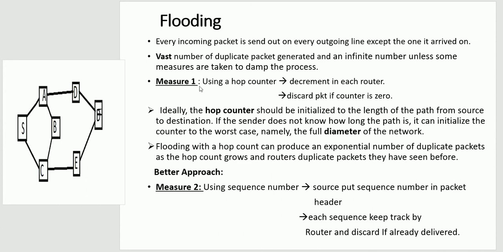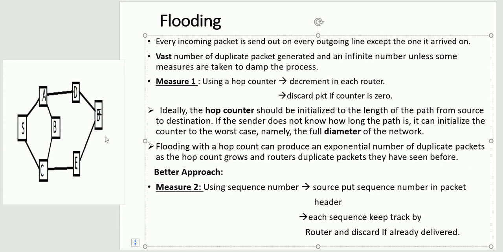So here we have two measures: using a hop counter and using a sequence counter. First, using a hop counter: every packet header has a hop counter. When the packet passes through any router, the counter is decremented by 1, and when the hop counter is 0, the router that receives the packet discards it. First let's see how the source initializes the hop counter. The hop counter should be initialized to the length of the path from source to destination. If the sender does not know how long the path is, it can initialize the counter to the worst case, namely the full diameter of the network.